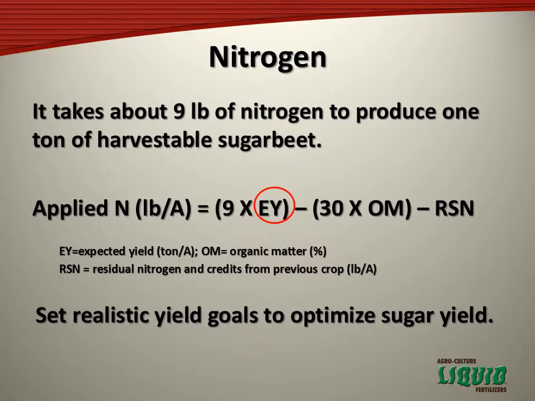Nitrogen recommendations are based on expected yield or yield goal for a field. Setting a realistic yield goal is very important in determining nitrogen needs. Unrealistically high yield goals will result in excess nitrogen application and potentially reduce recoverable sucrose yield.